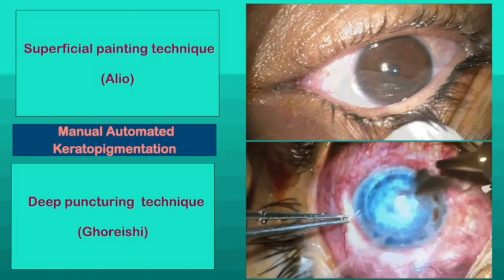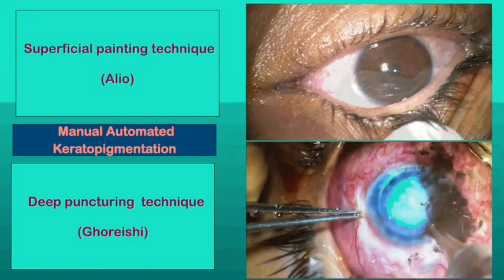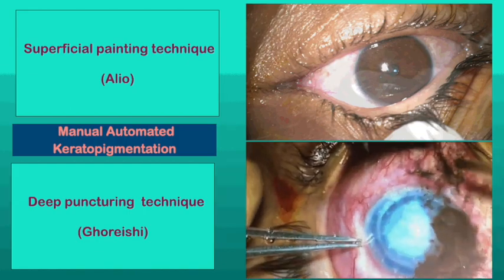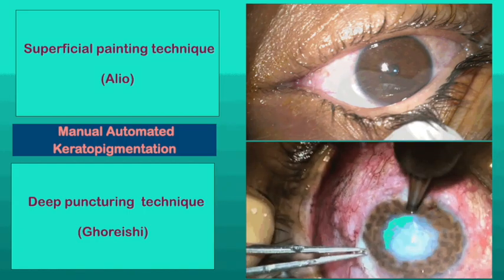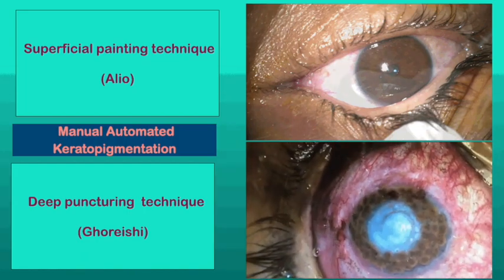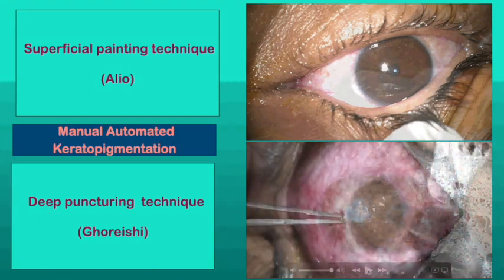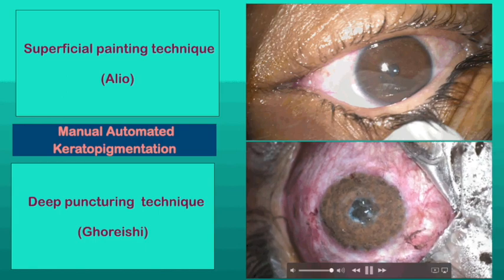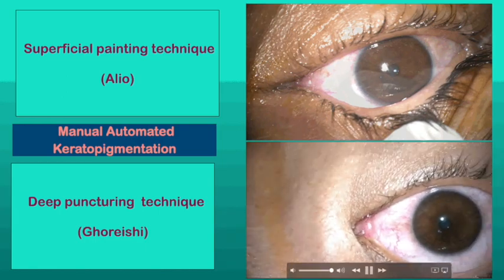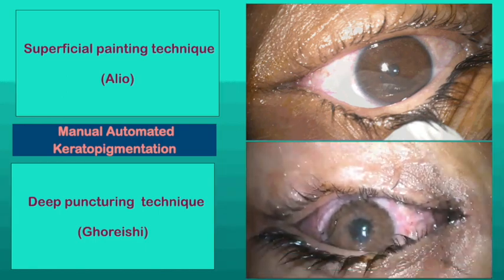There is another method that was developed by the author and called the deep puncturing technique. This technique is suitable for corneas that are edematous, thick or vascularized. Since the pigment penetration is deeper, it may be more durable. This technique should be used cautiously due to a higher chance of corneal penetration.